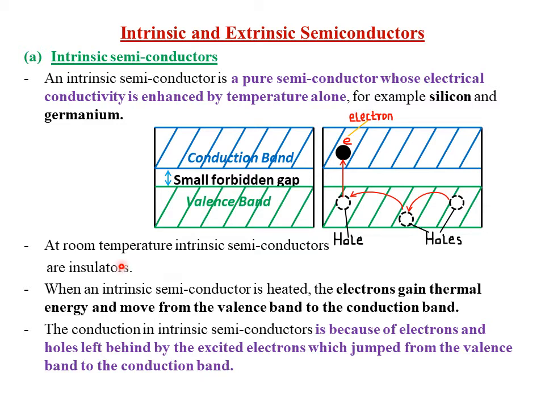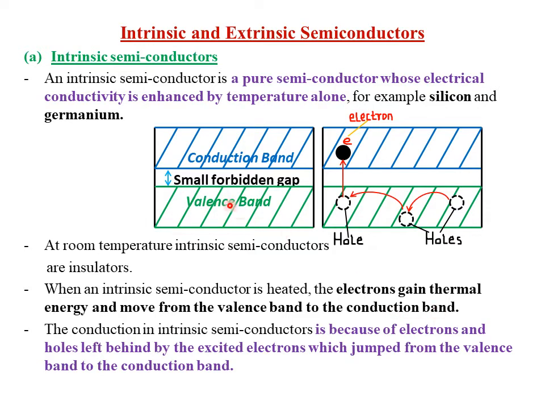But if their temperatures are increased beyond a certain level, then the intrinsic semiconductors will become conductors, or they will allow electrical conductivity. Now, when an intrinsic semiconductor is heated, or when its temperature is increased, the electrons gain thermal energy, or simply what we call kinetic energy, and move from the valency band to the conduction band.